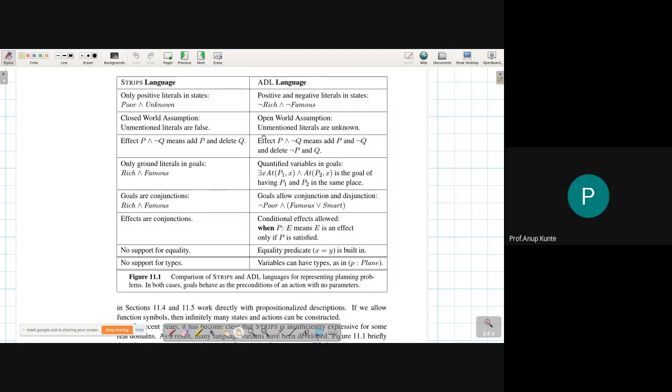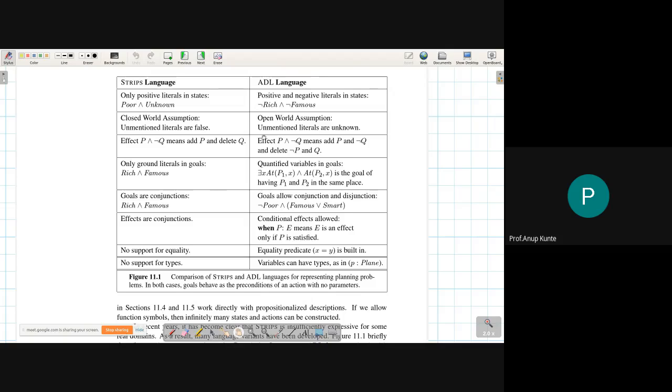That means unmentioned literals are false. A literal I don't mention in the state representation is always false. ADL, on the other hand, does not assume the closed world assumption. So for it, the world is open. The literals which are not known or which are unknown, their truth values are also unknown. Unmentioned literals are completely unknown. The truth value is not known.